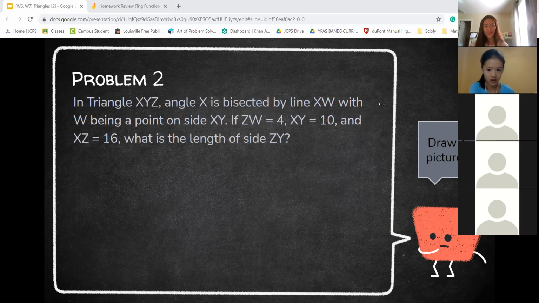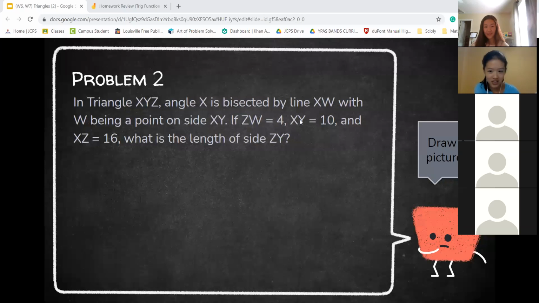Also, I have a question. Shouldn't W be on side YZ, not XY? Let me draw this really quickly, because I have an issue with this question. X, Y, Z, X is being bisected. You're right, it shouldn't be on XY, it should be on YZ. I feel like there's a problem here.